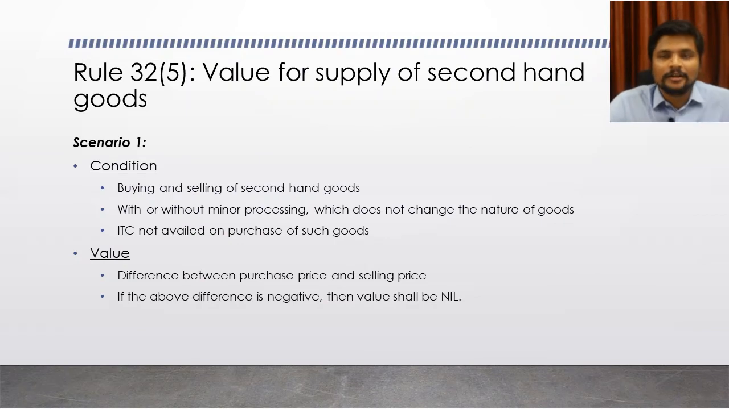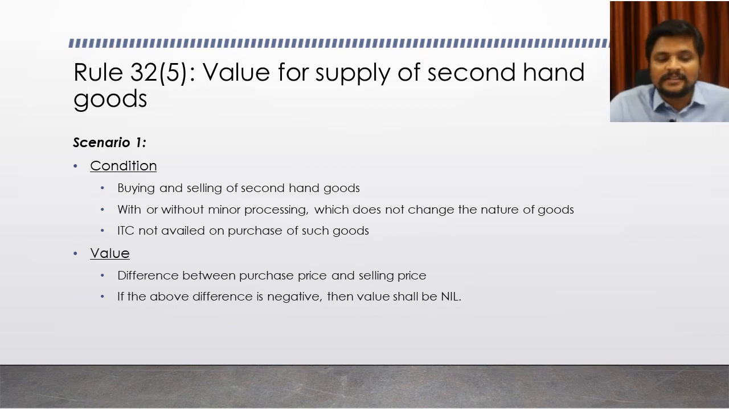Okay, next, rule 32. Rule 32 again continues with value, for supply of second-hand goods. There is a transaction in the nature of supply of second-hand goods. How will the value be determined? There are certain scenarios. Now we are going to see scenario number 1. In scenario number 1, the condition for applying this particular rule is nothing but buying and selling of second-hand goods should be there.